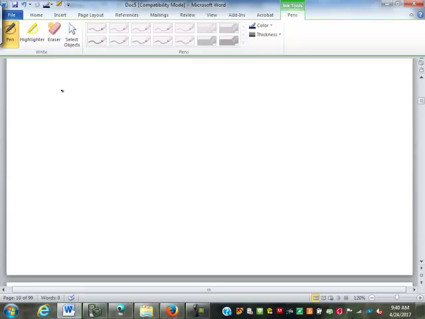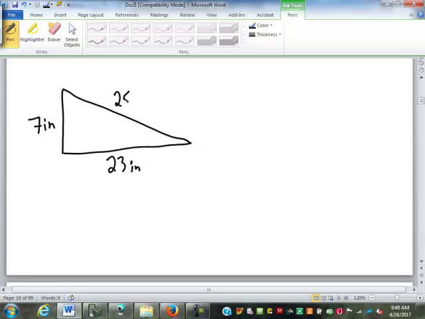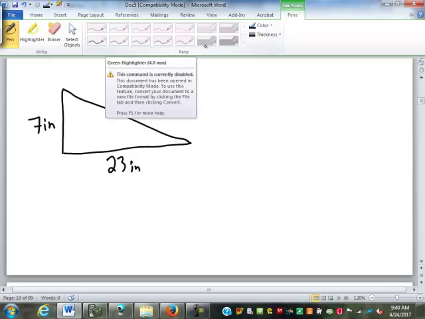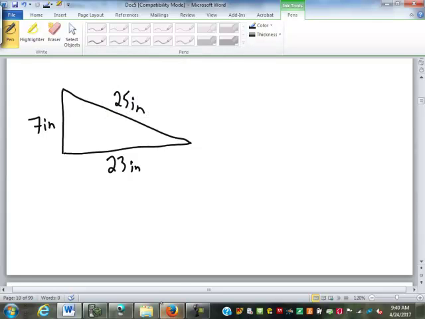So I'm going to have you guys in your notes test for me. If I have a 7-inch side, a 23-inch side, and a 25-inch side, does that form a right triangle? So the 7 and the 23 have to be the legs, so we'll make those A and B. So 25 would have to be the hypotenuse. So 7 squared plus 23 squared.